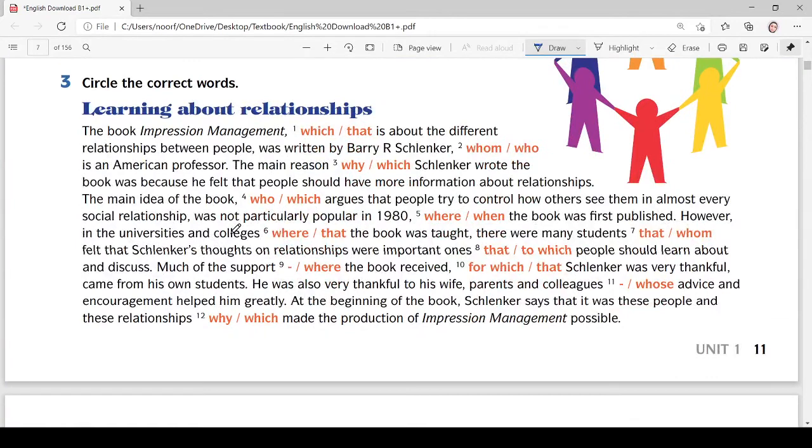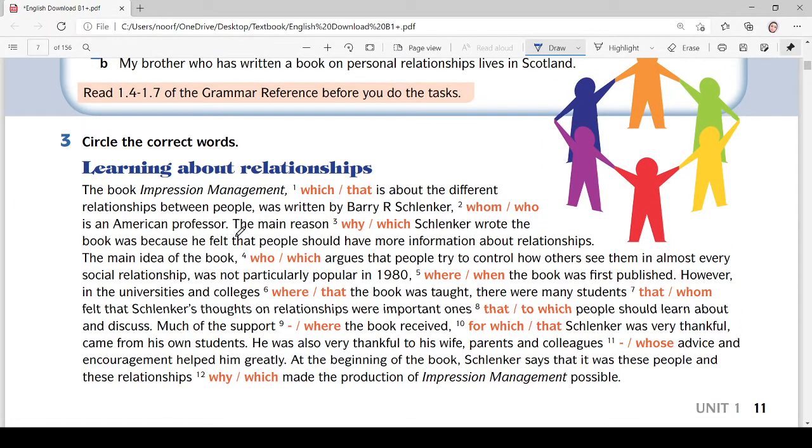Okay, let's look at the exercise. Okay, circle the correct words. The book Impression Management, which is about the different relationships between people, was written by Barry R. Schlenker, who is an American professor. Macam mana? Mana buku? Okay.